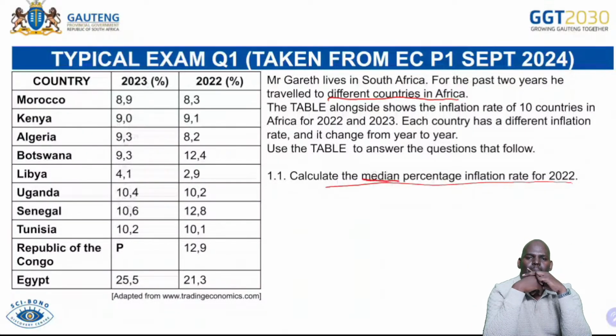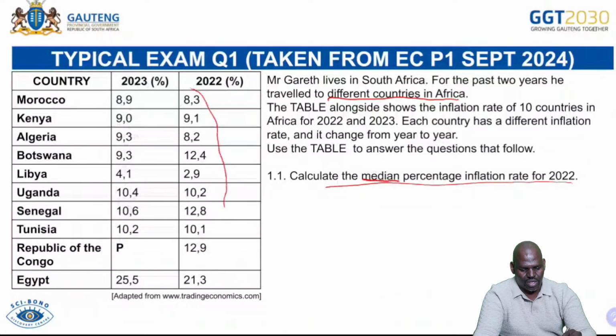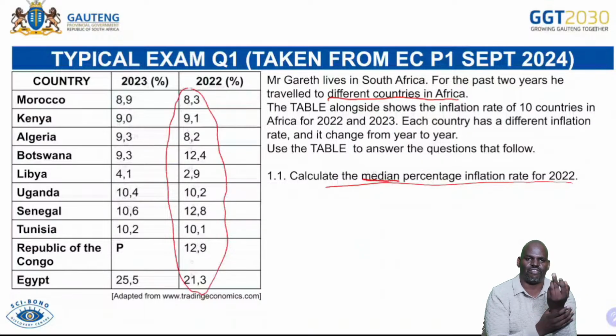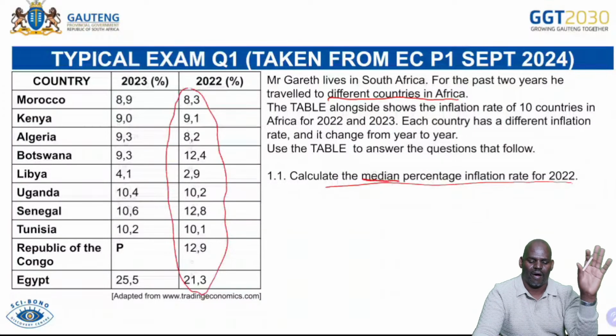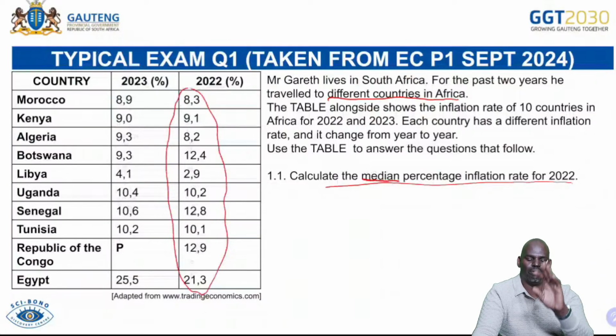The median must be the middlemost value of a set of data. So it means for this one in 2022, we've got this set of data. Okay, 10 countries, 1, 2, 3, 4, 5, 6, 7, 8, 9, 10. What are we supposed to do to get the median? The first thing that we need to do is to arrange the data from the smallest to the biggest.